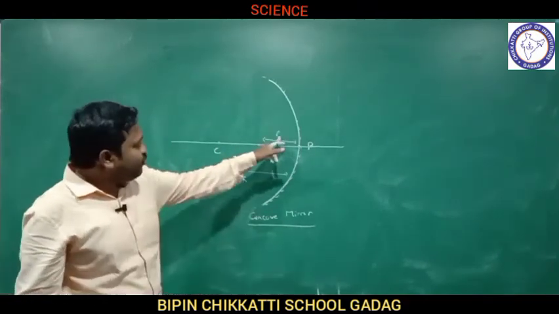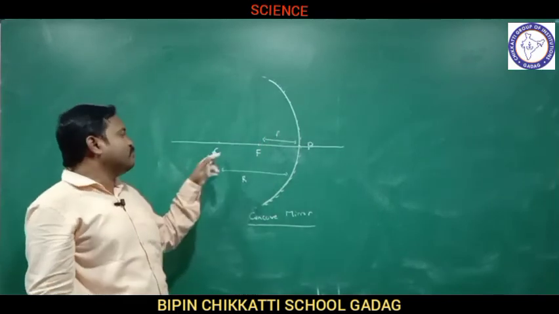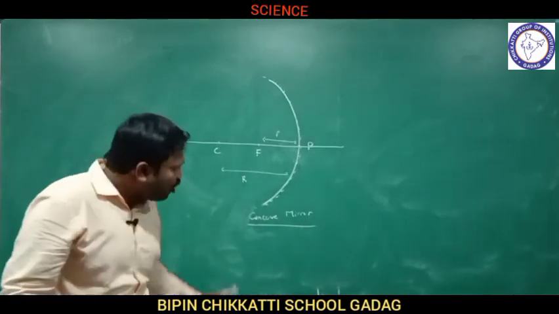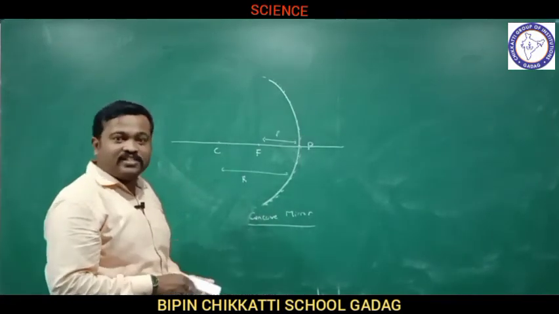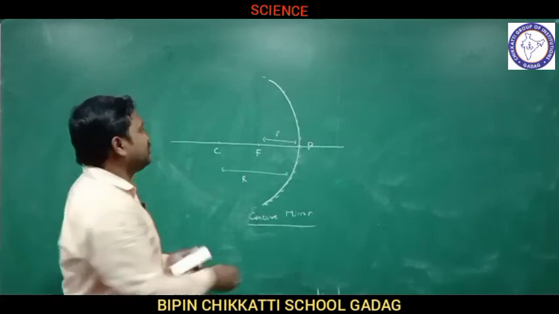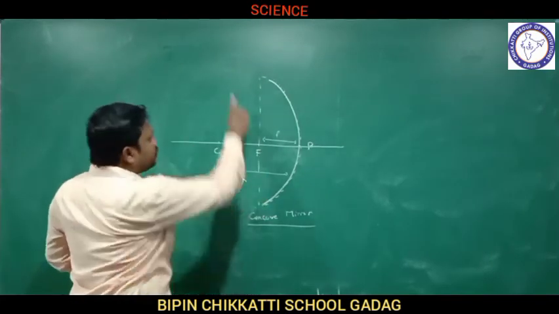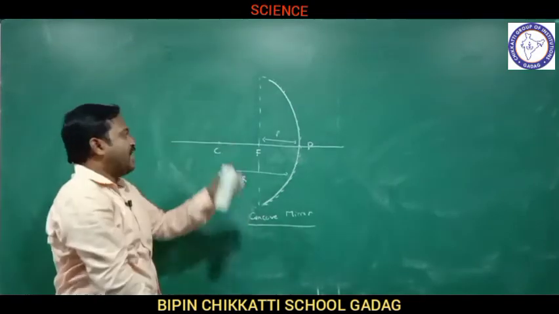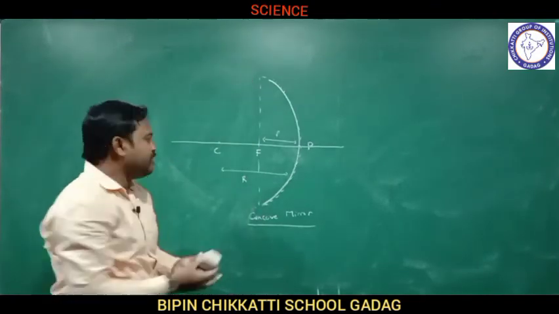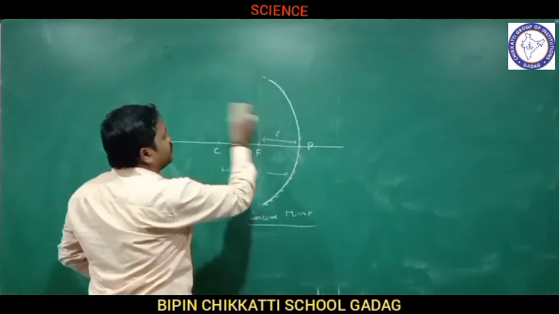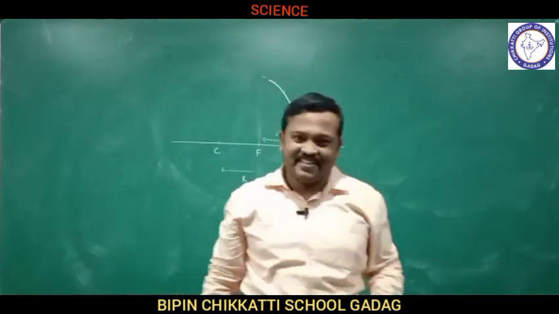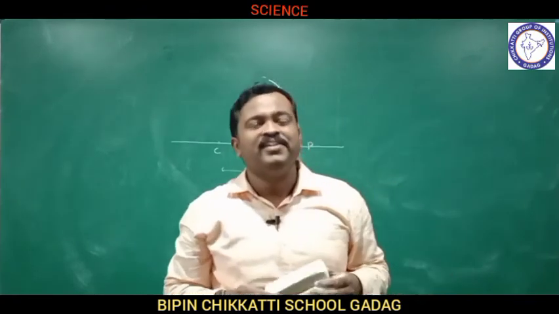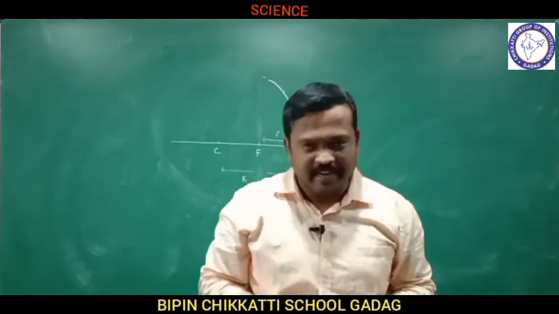So this is the focal length, and this is the radius of curvature, principal focus, center of curvature, and this is the pole. Another thing which is left out is aperture. What is aperture? The diameter. If you imagine this three-dimensional mirror, there is a circle and its diameter. That diameter is called the aperture of a mirror. So these all are the terminologies that we use in case of a spherical mirror.